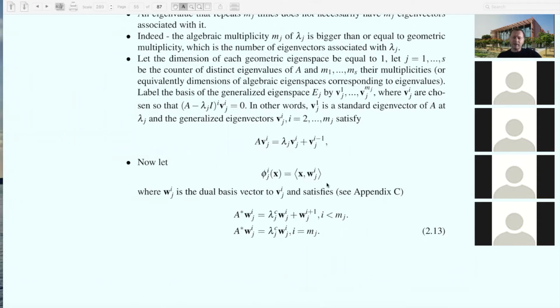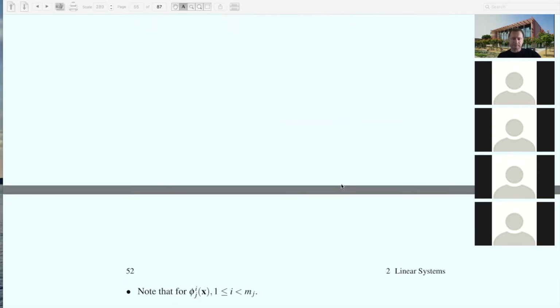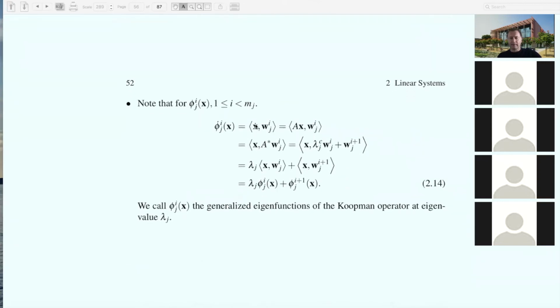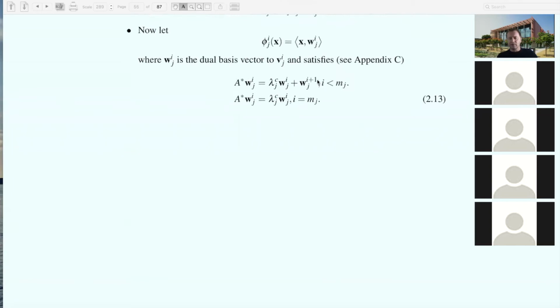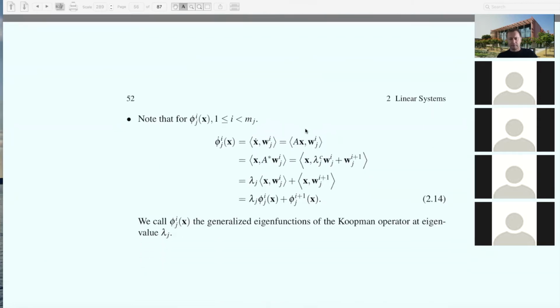All right, so now we have generalized eigenfunctions. And so let's take the time derivative like we did for eigenfunctions before. That gives us x dot inner product with wji. x dot is Ax. Use the adjoint to turn it to the other side. So that gives us the inner product between x and A star wji. A star wji from this equation here is lambda j complex conjugate wji plus wj i plus 1. So that goes here.